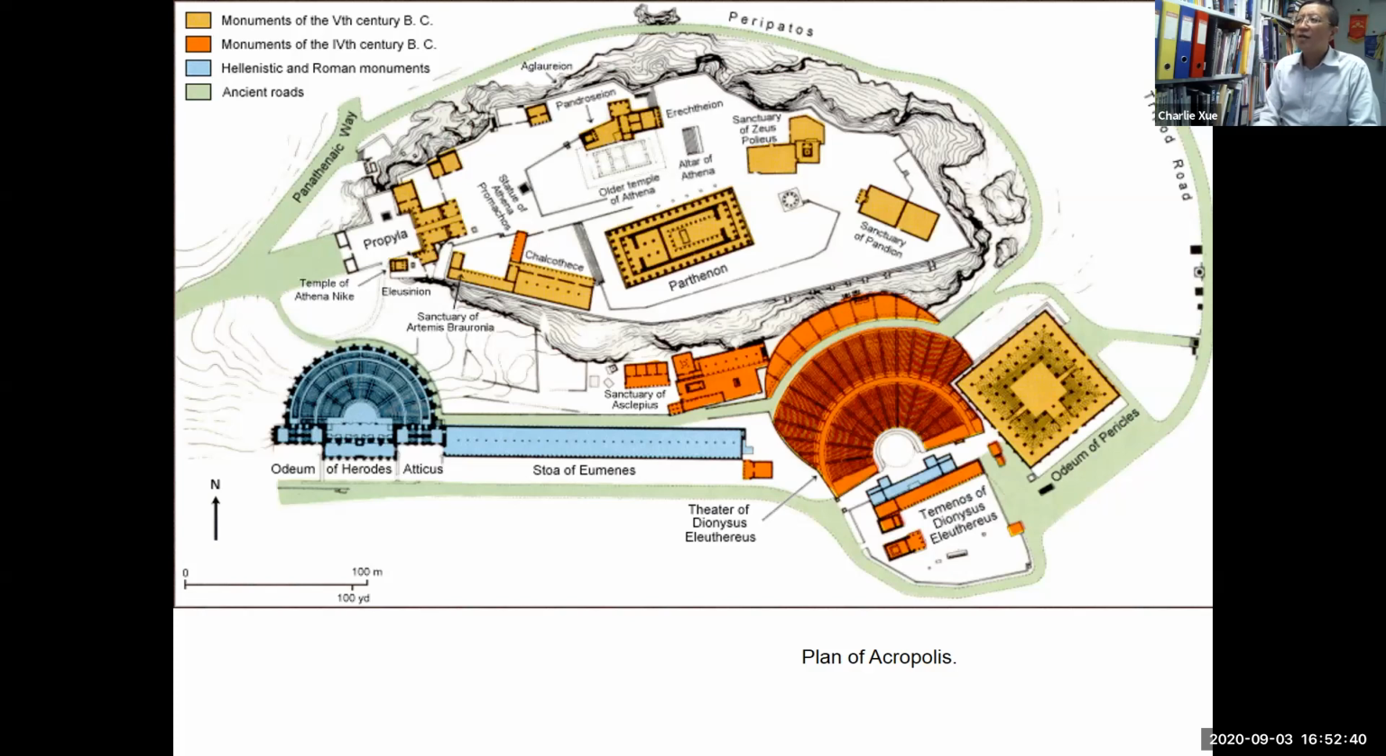So that is the ancient science. That is the prop pillar. That is actually the entrance. This is the main temple, the Parthenon.